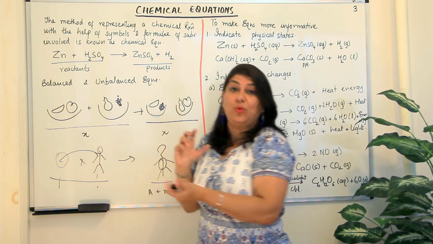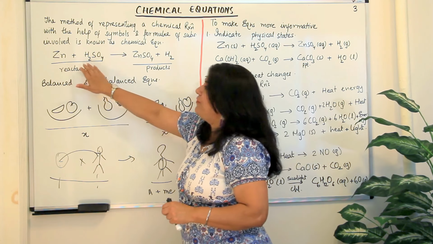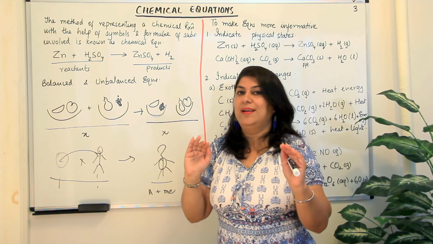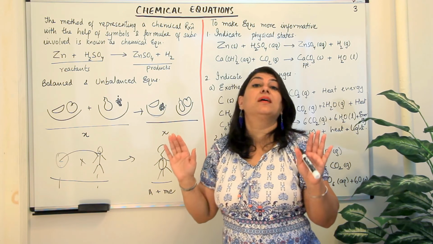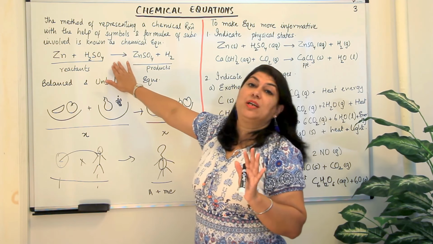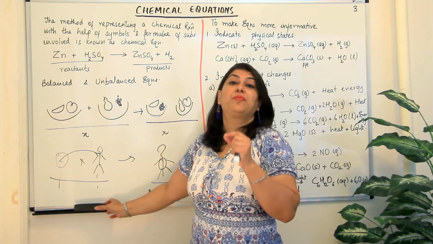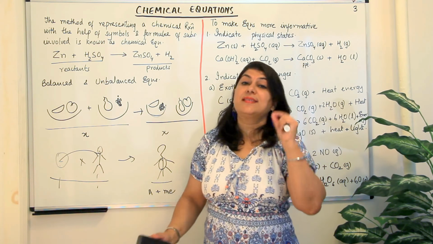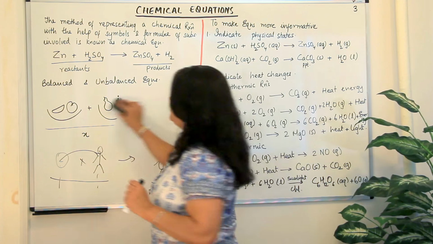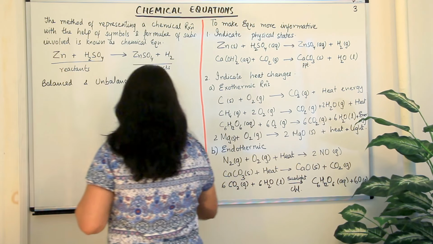So whenever the number of atoms of each element in the reactants and the products are equal, that is what would be a correct chemical equation. And such chemical equations where the number of atoms of all the elements on the reactant and product sides is the same are known as balanced chemical equations.